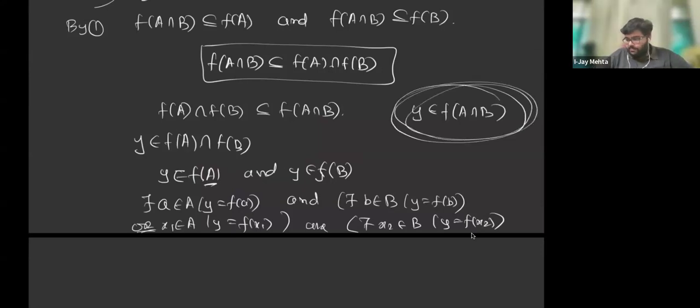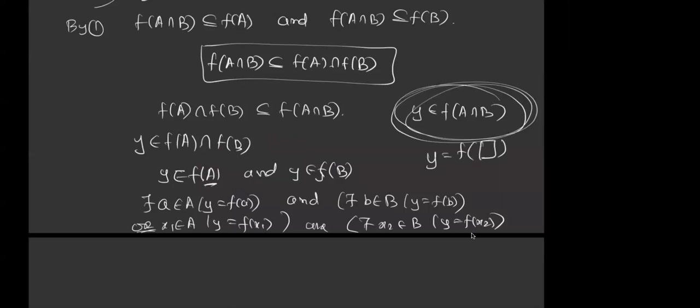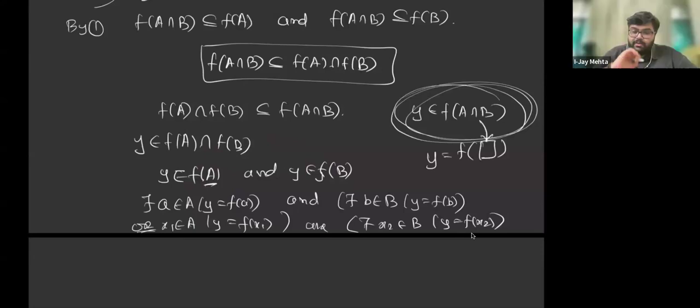What does it mean? I want to show that y equals f of something. Where is this element going to come from? It is going to come from A intersection B. Now, is there any? I'm clearing the feedback. Those who have answers say yes.